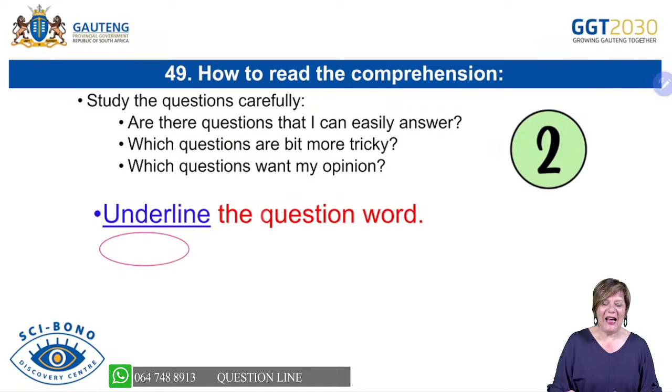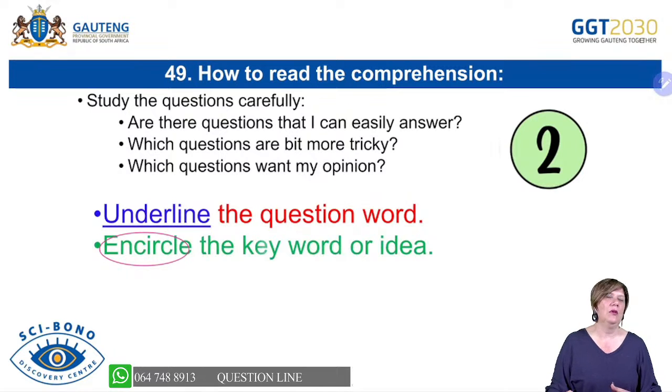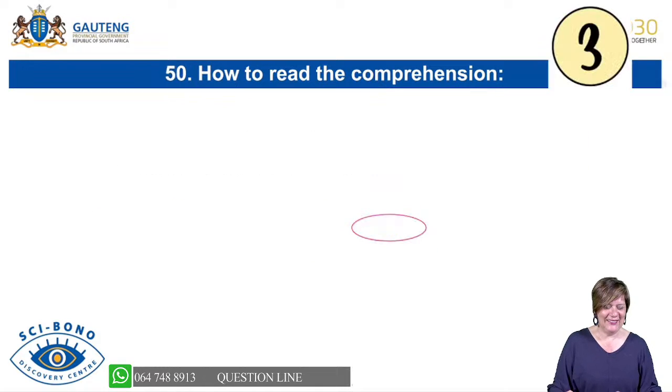I would love you to underline your question word. In other words, what tells you exactly what is asked of you, and then encircle the key word or the idea. Remember, every question has a question word, for example, explain or state or discuss. And then there's a key word or idea. Exactly what do you need to explain? What do you need to discuss? So take your pen up and underline and encircle.